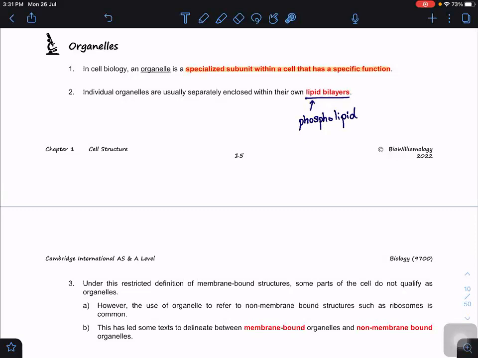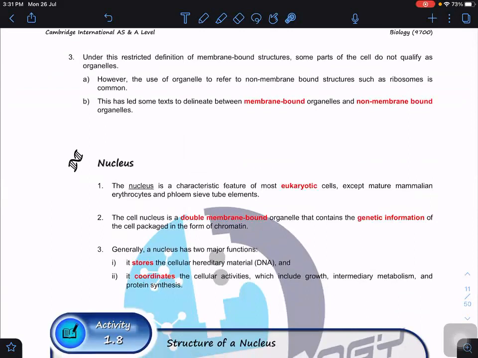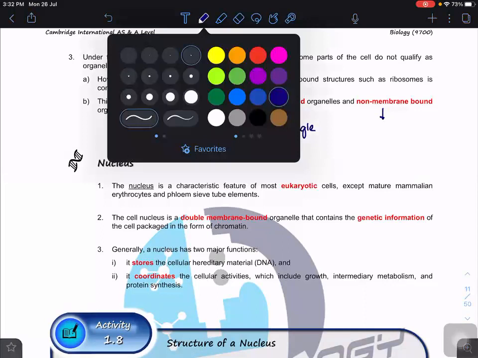Therefore, nowadays we separate them into two broad categories. One broad category is called membrane-bound organelles. Membrane-bound organelles have two groups: one is double membrane-bound organelles, another is single membrane-bound organelles. So, double versus single. And another category is called non-membrane-bound organelles.